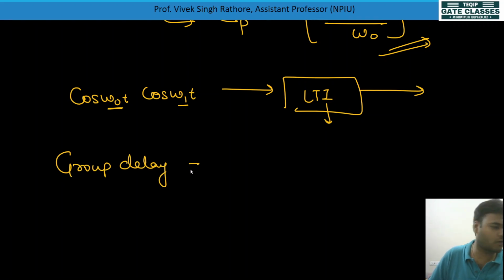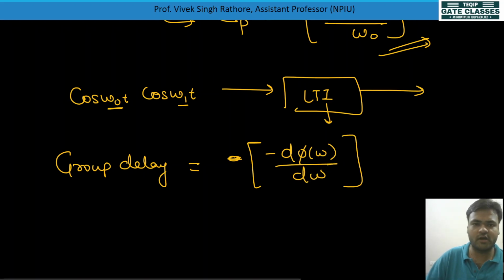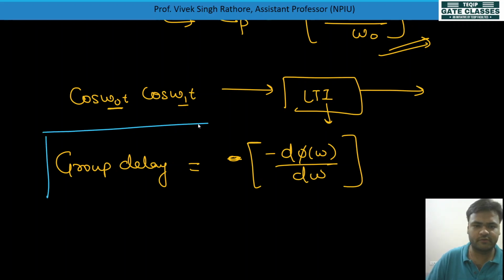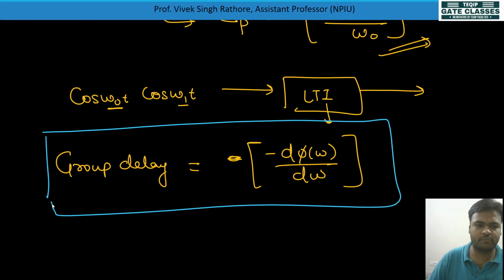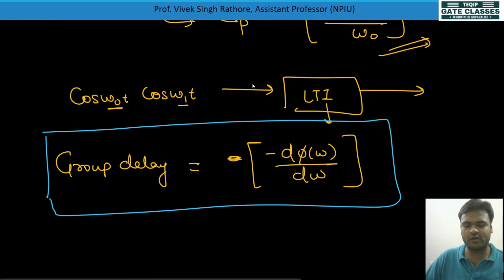And its formula will be minus d phi of omega by d omega. This is the formula for group delay. This is also called envelope delay.